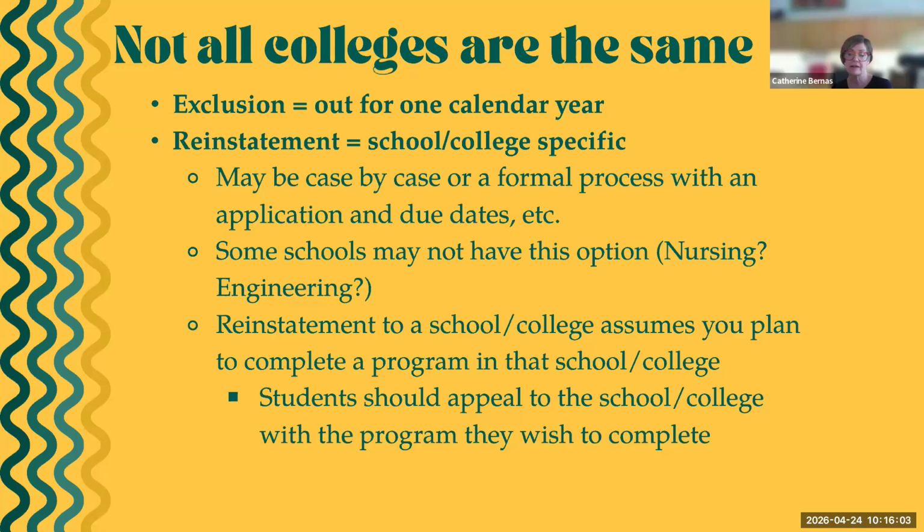So if you were excluded from class, and you want to come back into class, you would apply for reinstatement through the College of Liberal Arts and Sciences. If you want to return as a communications major or an art major or theater major, you would have to apply for reinstatement to that school or college, and follow the process that they have in place.